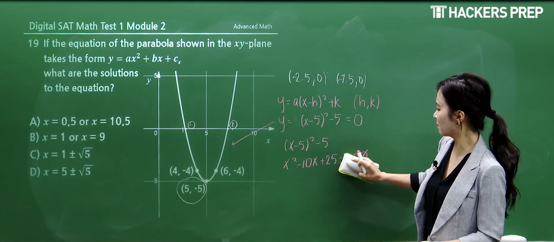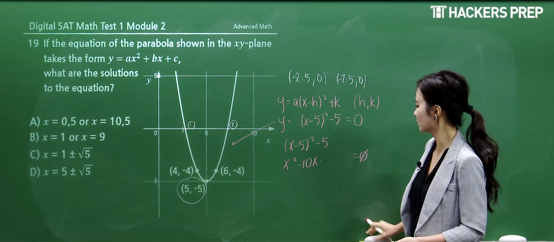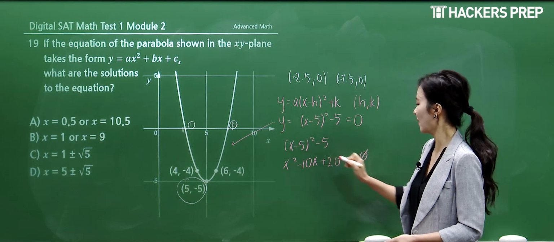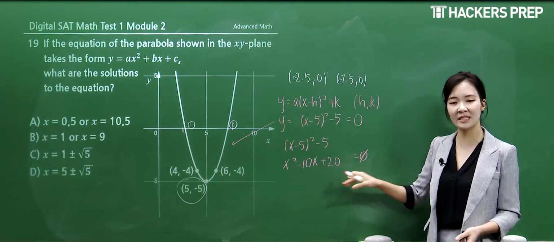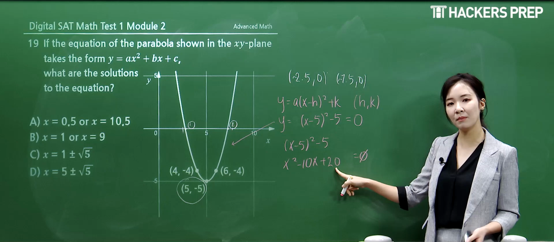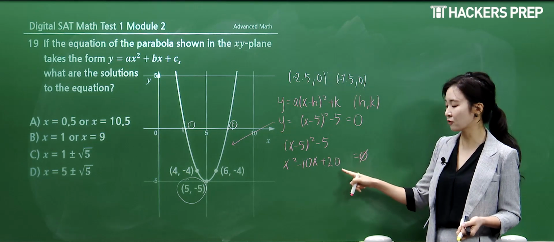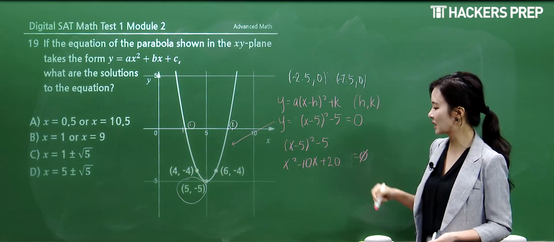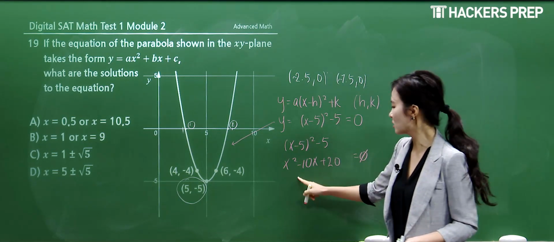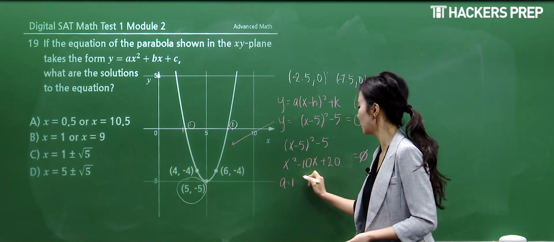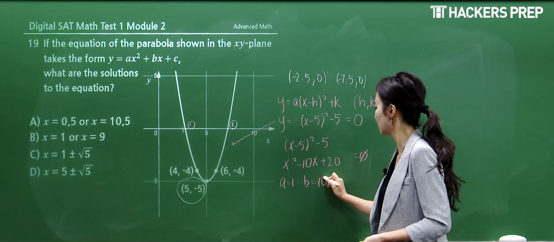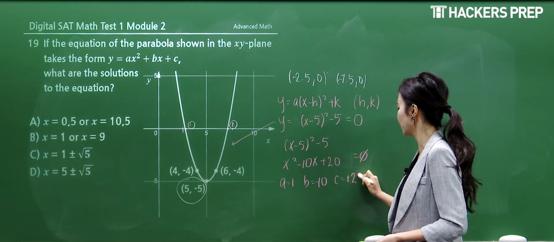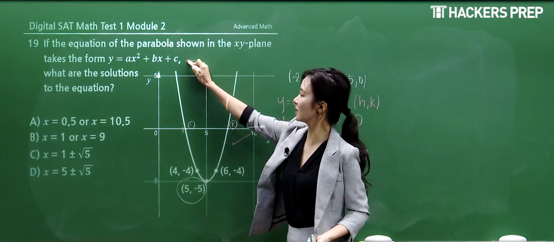Okay, I'm just going to combine the constants. And there we have it. Now, unfortunately, this is not going to be factorable because any pair of factors for 20 is not going to give me a combination sum or a difference of 10. So in this case, I'm going to have to use the quadratic formula. So a is going to be 1, b is going to be negative 10, and c is going to be positive 20, right, as given back in this question.